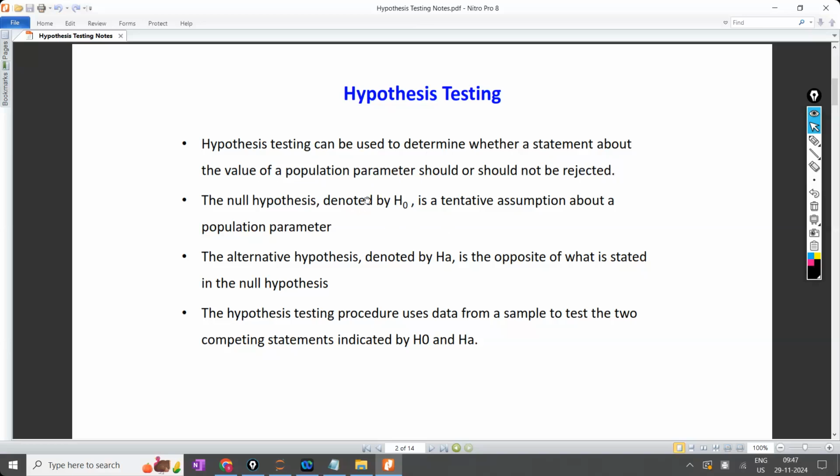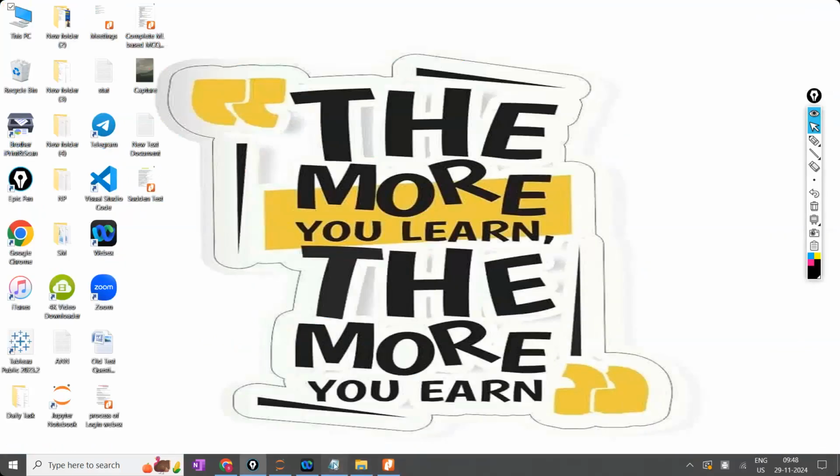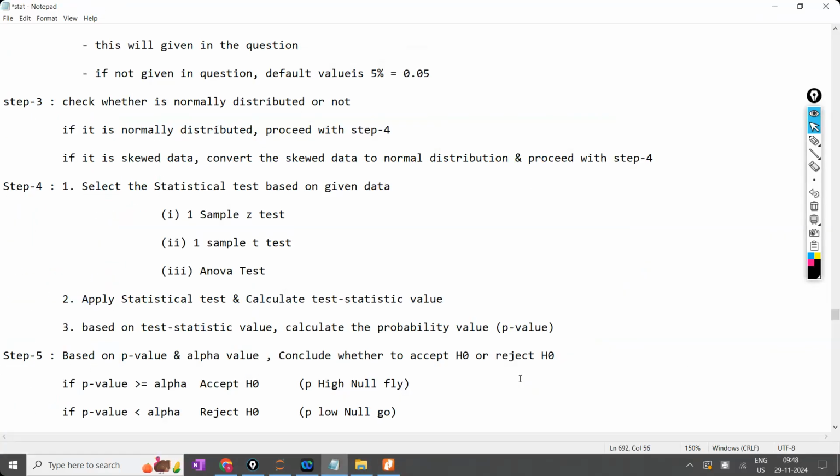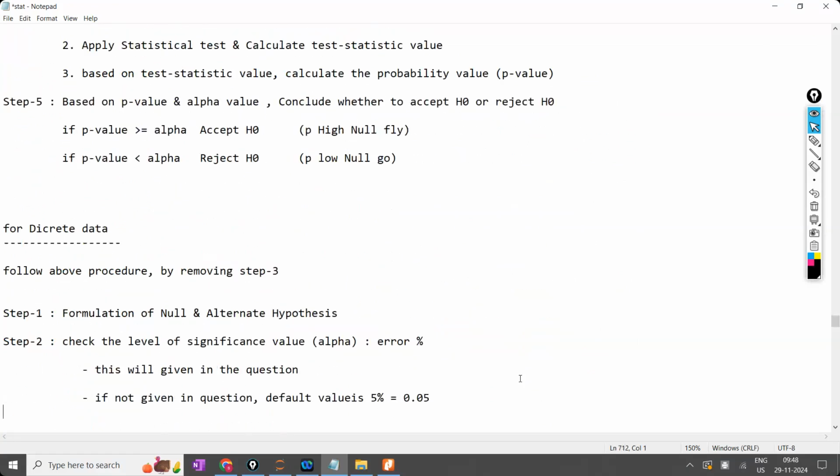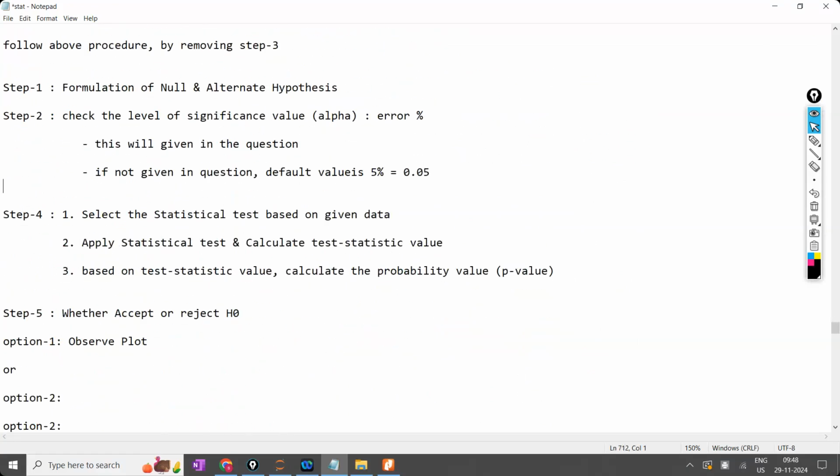And here we formulate the null and alternate hypothesis. Two types of hypothesis are there. One is called the null hypothesis. The second one is called the alternate hypothesis. Now what is meant by null hypothesis? First I'll explain what is meant by null hypothesis and how to formulate these things. Let us get into it one by one.